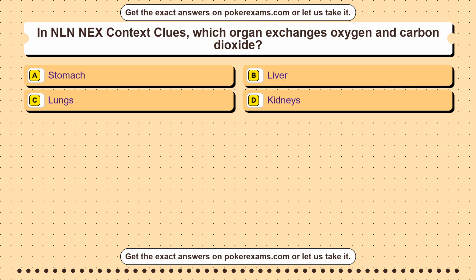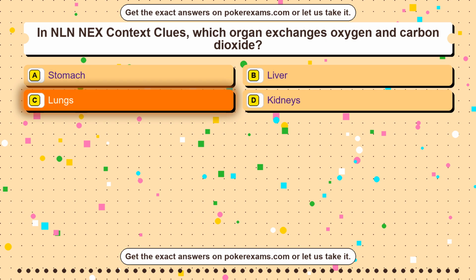Question 43. In NLN NEX Context Clues, which organ exchanges oxygen and carbon dioxide? Option A stomach. Option B liver. Option C lungs. Option D kidneys. The correct answer is option C.